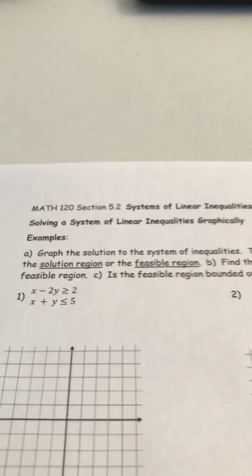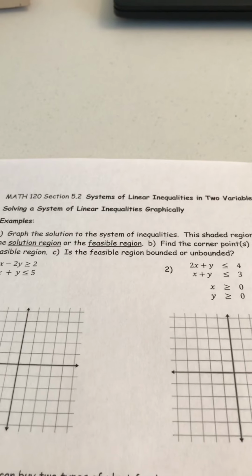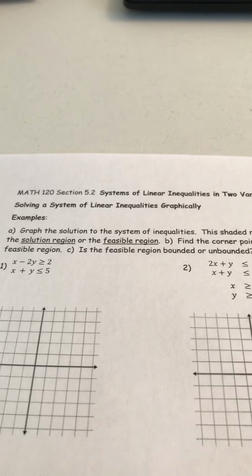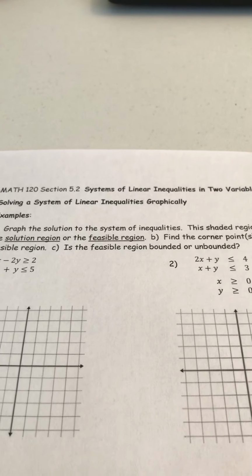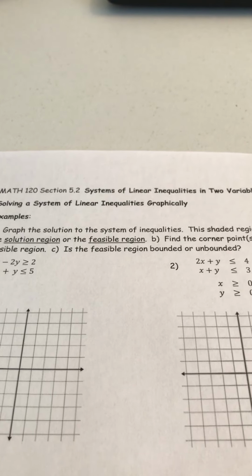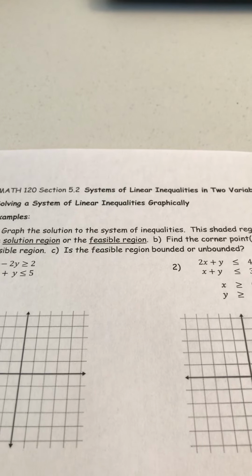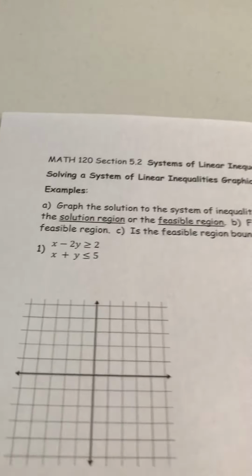It says, graph the solution to the system of inequalities. This shaded region is called the solution, or the feasible region. Find the corner points of the feasible region, and C, is the feasible region bounded or unbounded. So we got a lot of work to do there.